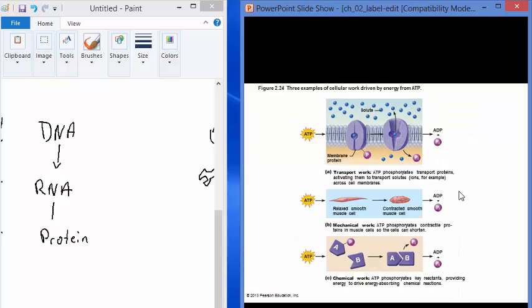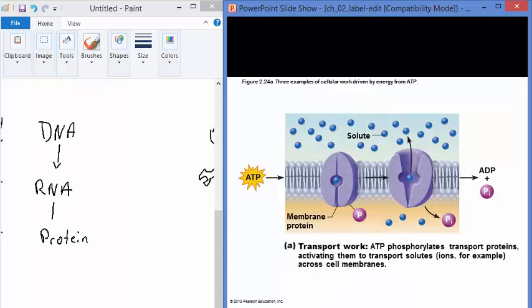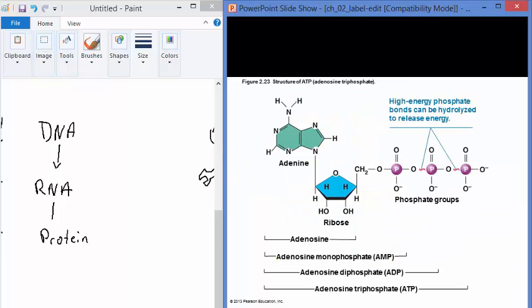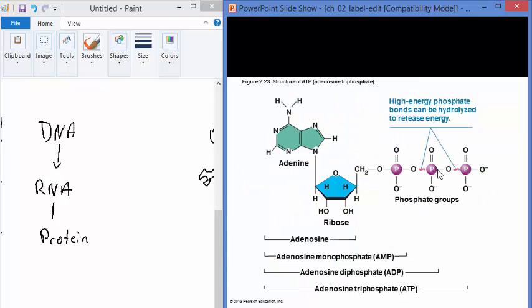Another type of nucleic acid is ATP, adenosine triphosphate. ATP is an example of a nucleic acid as well. This shows the structure of ATP. It has three phosphate groups, and it will transfer that phosphate group to energize those different molecules.